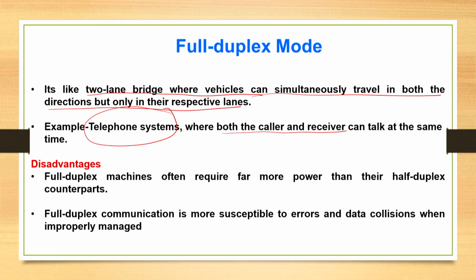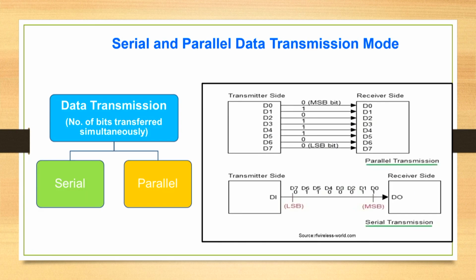It has some disadvantages or limitations also. Full duplex machines often require far more power than their half duplex counterparts. Full duplex communication is more susceptible to errors and data collisions when improperly managed. So this was all about the full duplex mode. So we have gone through the simplex mode, half duplex and the full duplex.